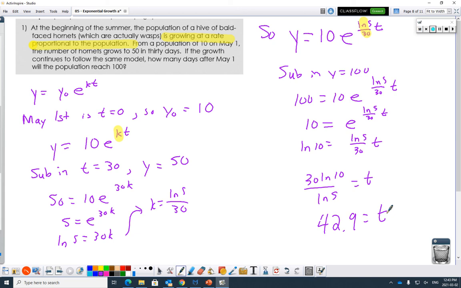30 ln 10 over ln 5, looks really good. Did I type it in right? Yeah, looks pretty good. Does it make sense? To get to population 50 it took 30 days. It took only 13 more days to get up to 100. Yeah, fits with what I was doing. Really, 43 days.